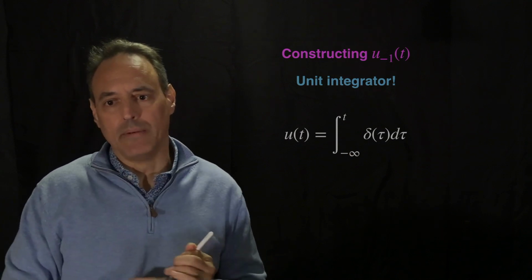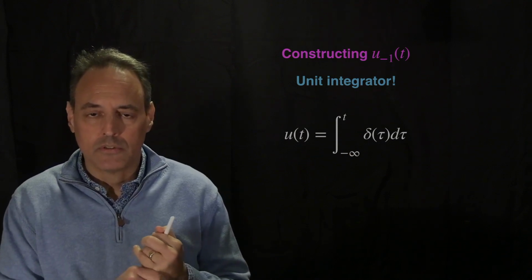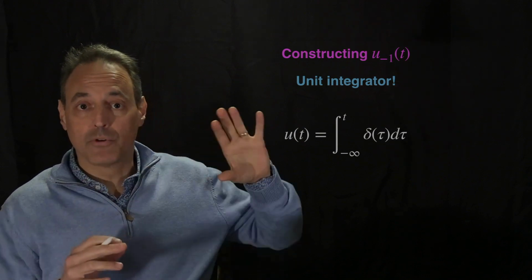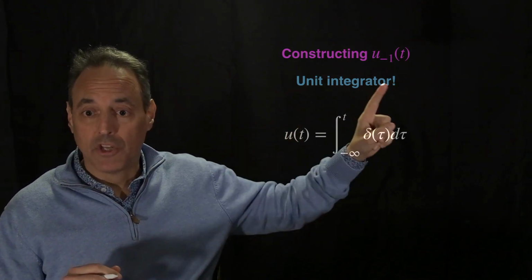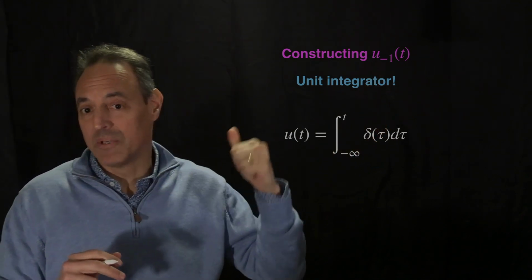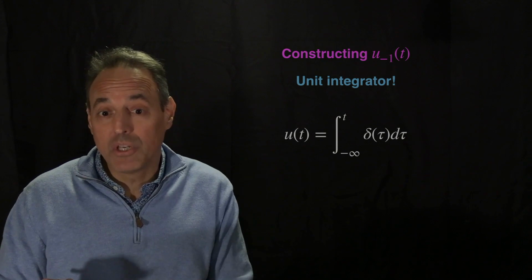Let's go the opposite way. So u1 was an object that I multiply x(t) by to produce a derivative. And now what we're going to talk about is u minus 1. So u1 is going to be differentiation. U minus 1 is going to be integration. So this is going to be the unit integrator.